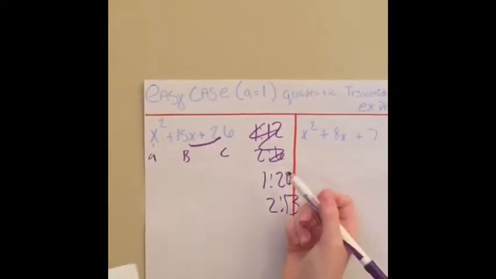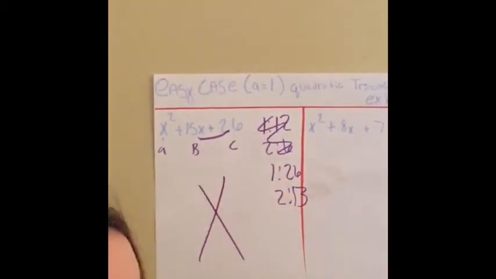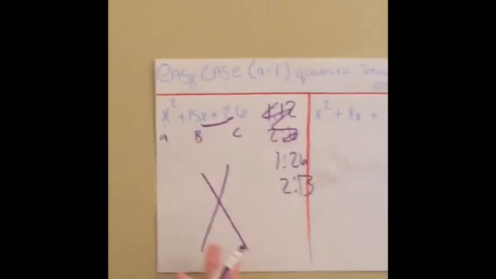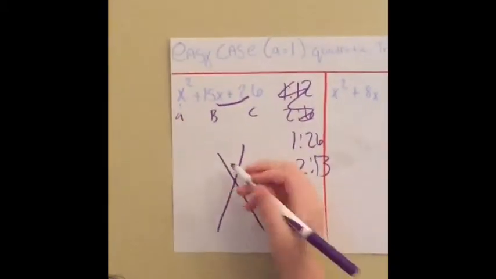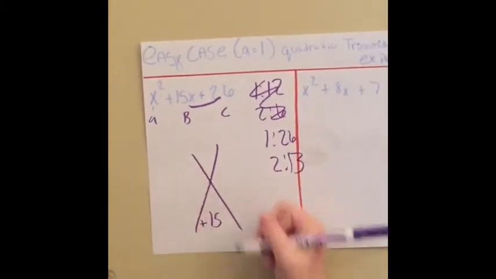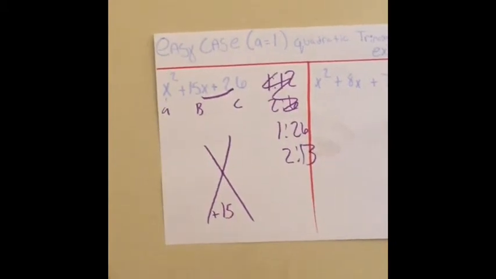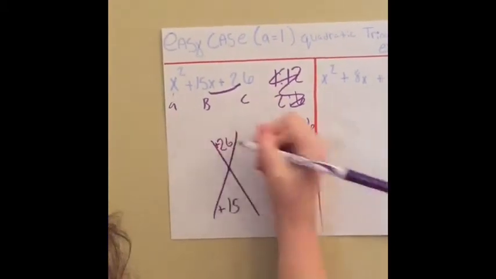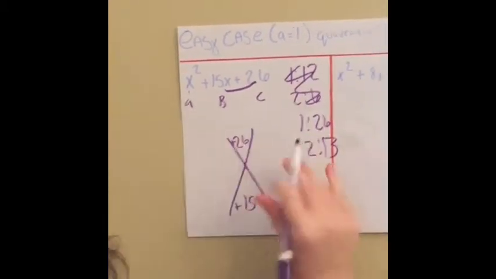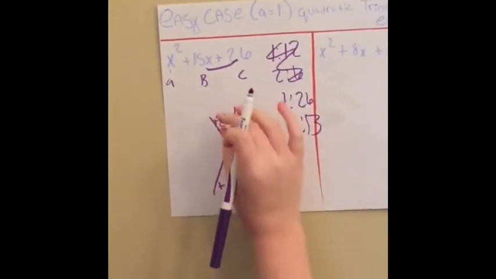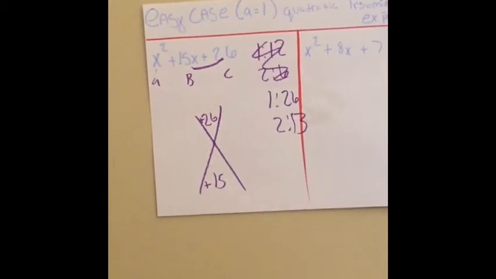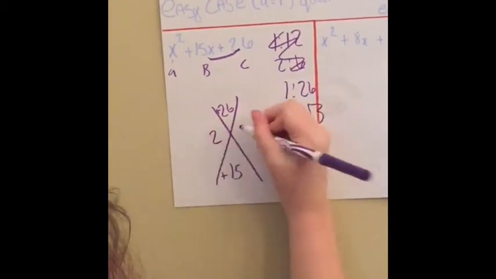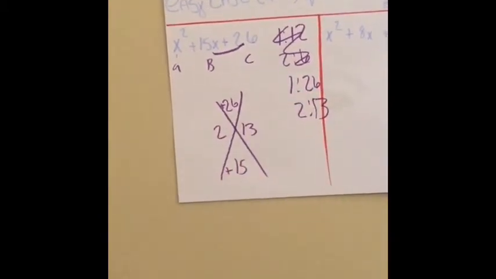Okay, so then we're going to do what's called the diamond method. So you're going to draw an X. The 15 is going to go at the bottom. You can put a little positive sign so everyone knows it's positive, and then the 26 is going to go up top, and you can put the sign. So now we know that 2 and 13 can be multiplied together to get 26, but then added to get 15. So you can put 2 and 13.